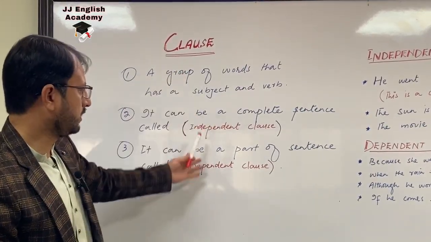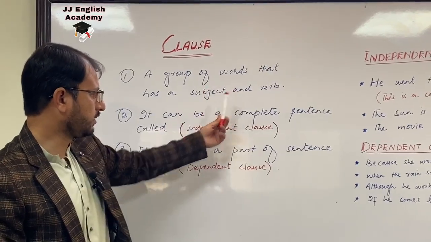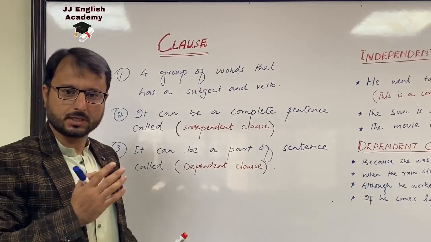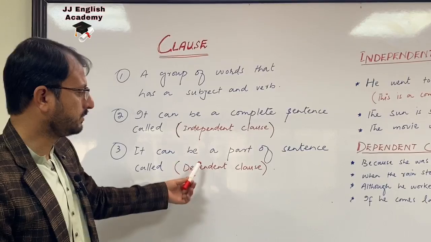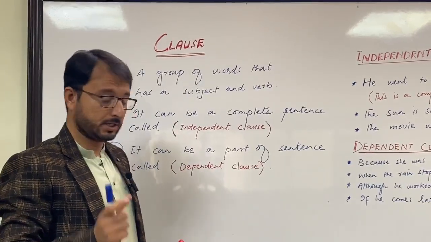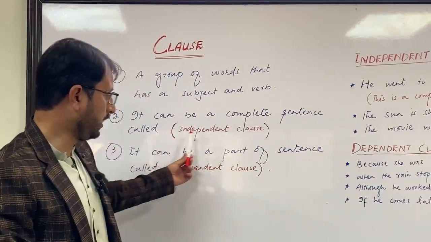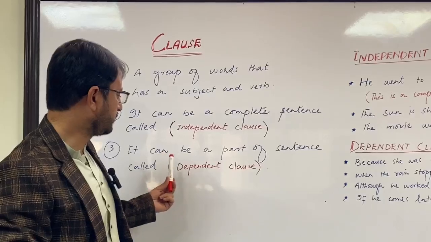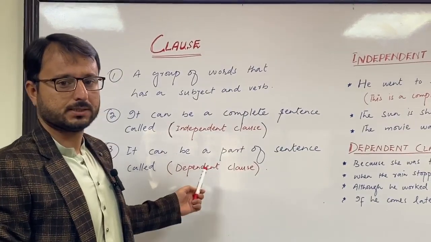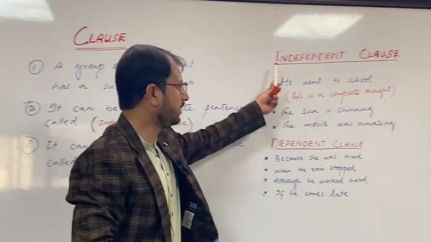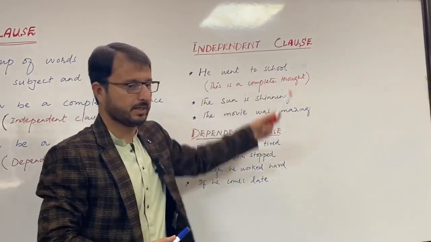So you have to remember these 3 points. It has subject and verb. It sometimes gives complete meaning while it sometimes gives incomplete meaning. When it gives complete meaning, that is independent clause. But when it gives incomplete meaning, that is known as dependent clause. Let's move to independent clause.